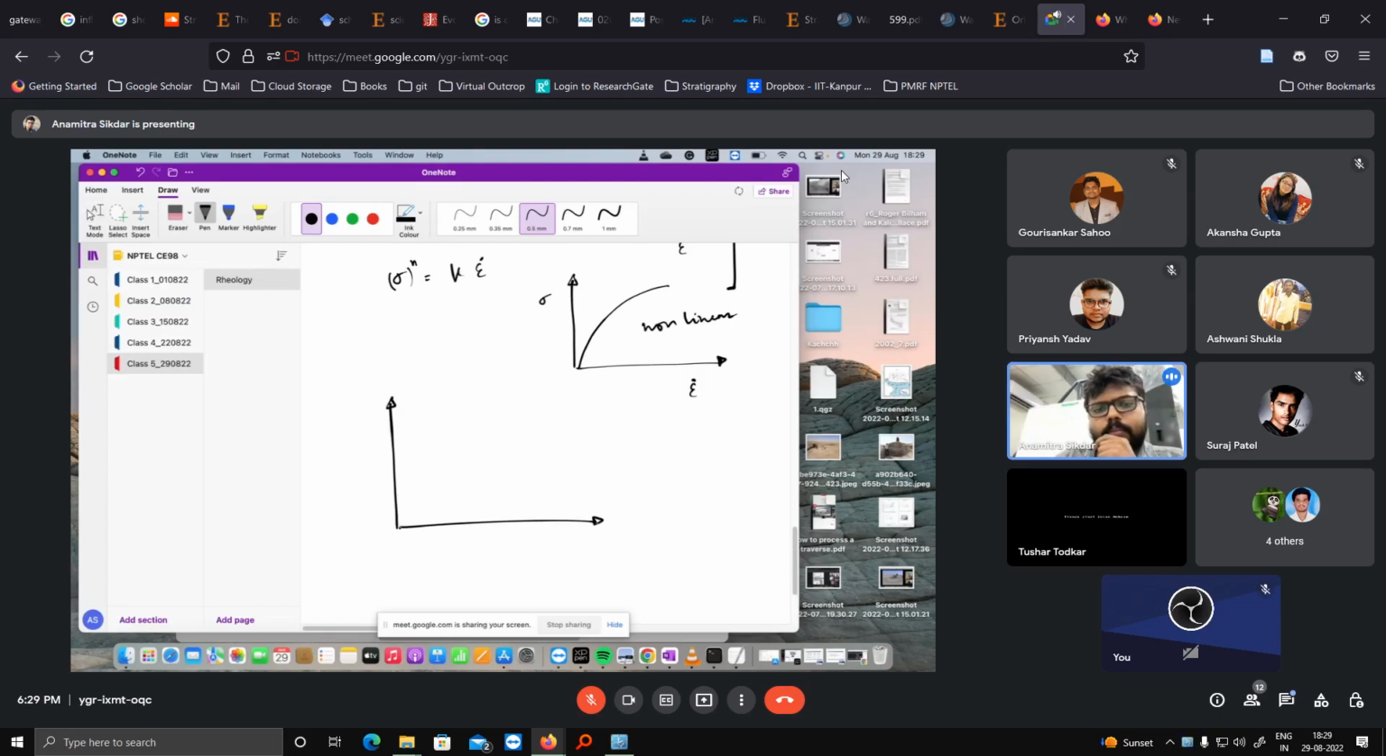Suppose there is a stress buildup, and there is a stress drop, and there is again stress buildup, and again stress drop. This kind of curve actually denotes the release of strain energy. This is how the curve of the earthquake will show, right? When the earthquake is happening, it sticks and then slips, right?